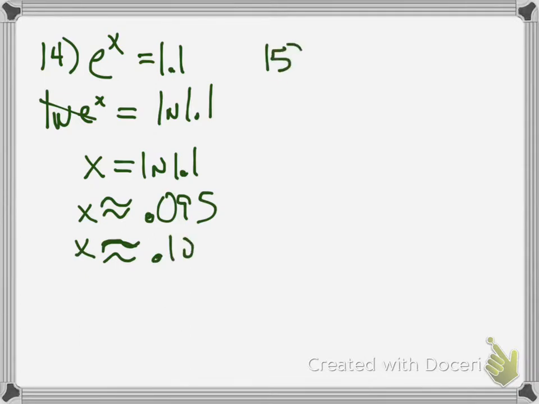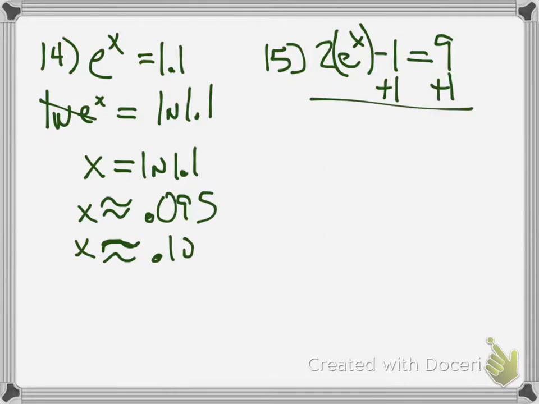15, let's look at that one and compare it to 14. So I'm going to have it right next to it. So 2e to the x minus 1 equals 9. Here, e to the x is not by itself. So I need to separate these other things away from it. What's the opposite of a minus 1? Add 1. Very good. Y'all are doing so well.